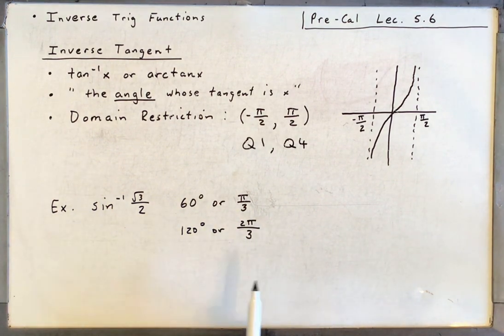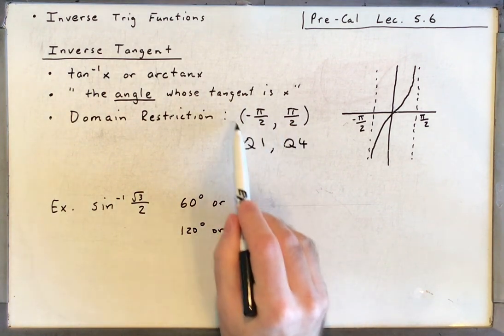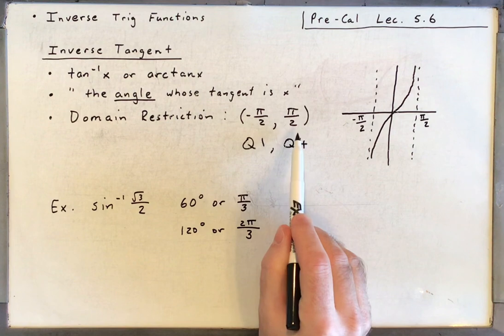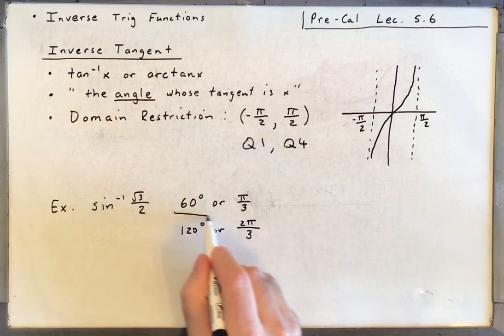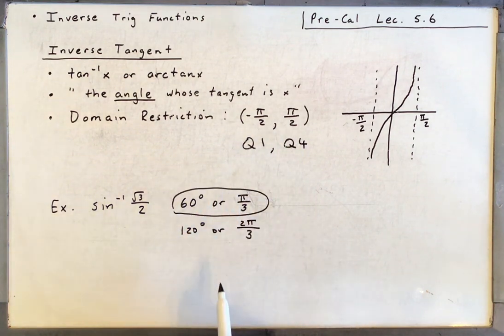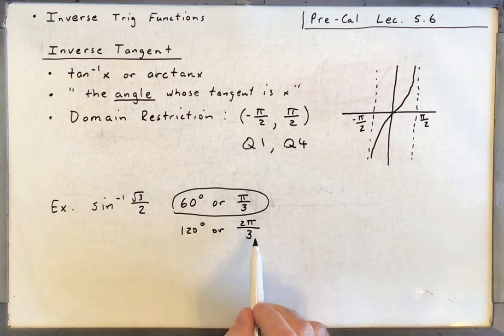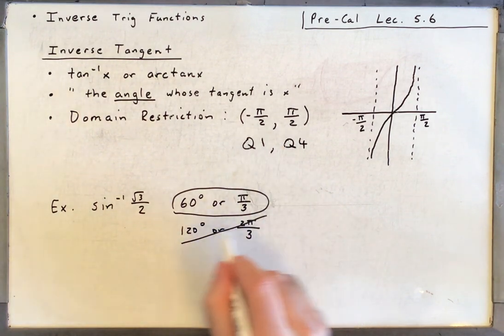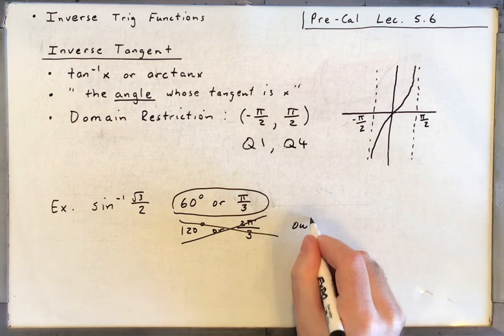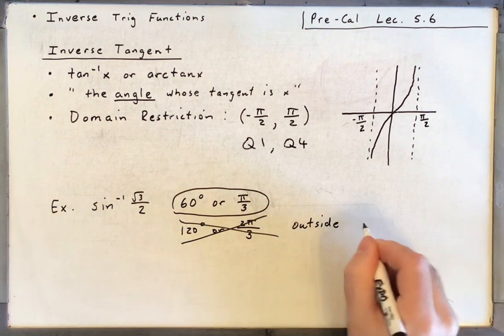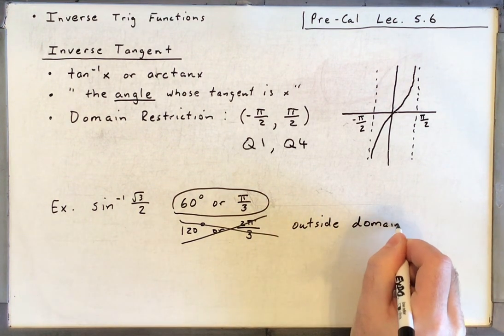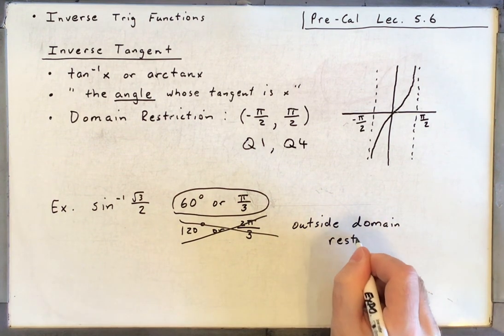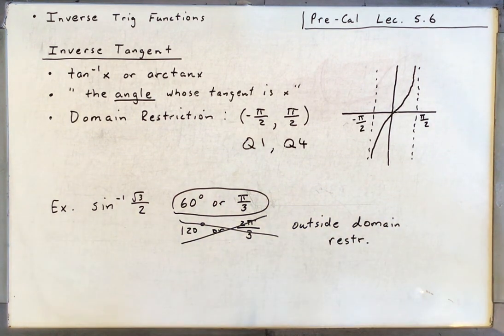However, you can only report one of these. Only one of these is within the domain restriction, negative pi over 2 to pi over 2. And that is 60 degrees, or pi over 3. 120 degrees, 2 pi over 3, that's in quadrant 2. That is outside the domain restriction. Okay, so you can't report that. All right, let's try another one.